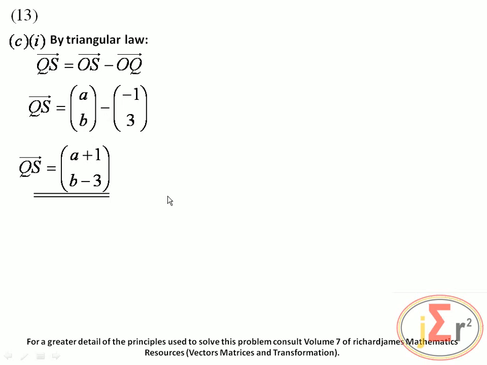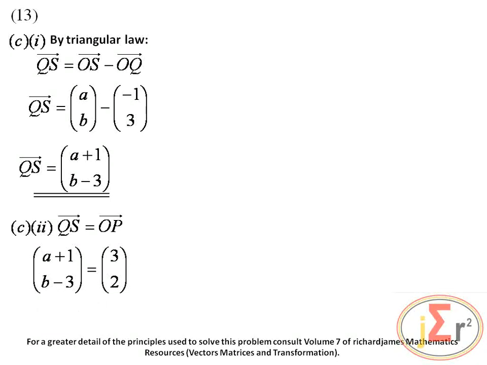And we are told that QS is equal to OP. So if QS is equal to OP, what do we do in finding a and b? We say this is QS, and of course we know OP from the previous slide. So we have a plus 1 is equal to 3, and we solve that equation. So a plus 1 is equal to 3, so a is equal to 2, and of course b minus 3 is equal to 2, so b is equal to 5.